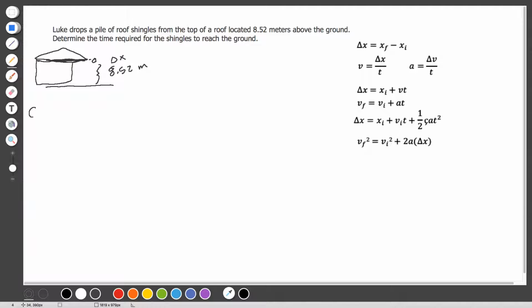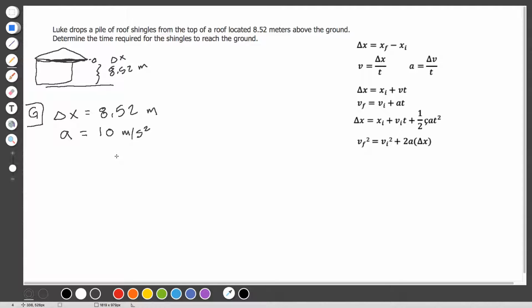And let's go ahead and try and put down the givens that we know. So we know delta x equals 8.52 meters. We know the acceleration of gravity on Earth is 10 meters per second squared. Now in the last problem it said that in the question, but if it doesn't say it, we just assume that we're on Earth and the acceleration of gravity for Earth is constant and it's 10 meters per second squared. And what else do we assume?